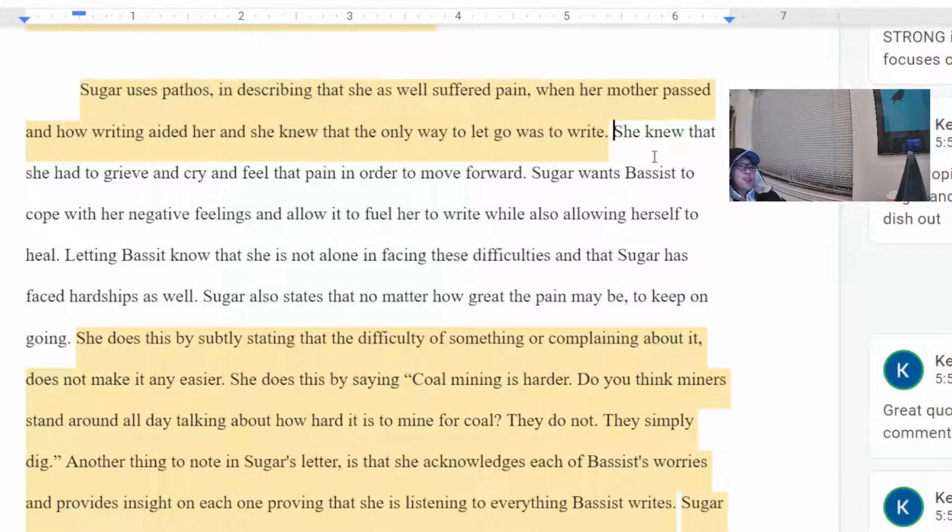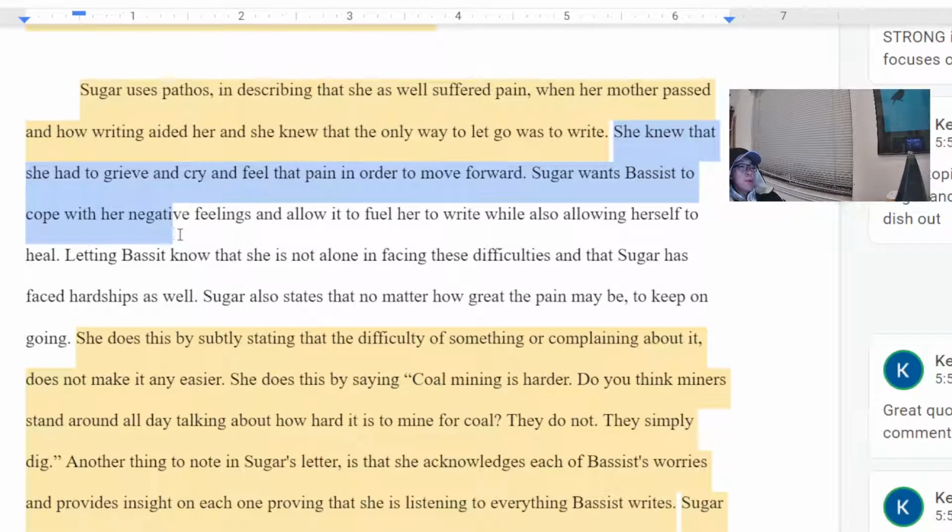Student goes on to say, "She knew that she had to grieve and cry and feel that pain in order to move forward. Sugar wants Bassett to cope with her negative feelings and allow it to fuel her to write while allowing herself to heal, letting Bassett know that she is not alone in facing these difficulties and that Sugar has faced hardship as well."